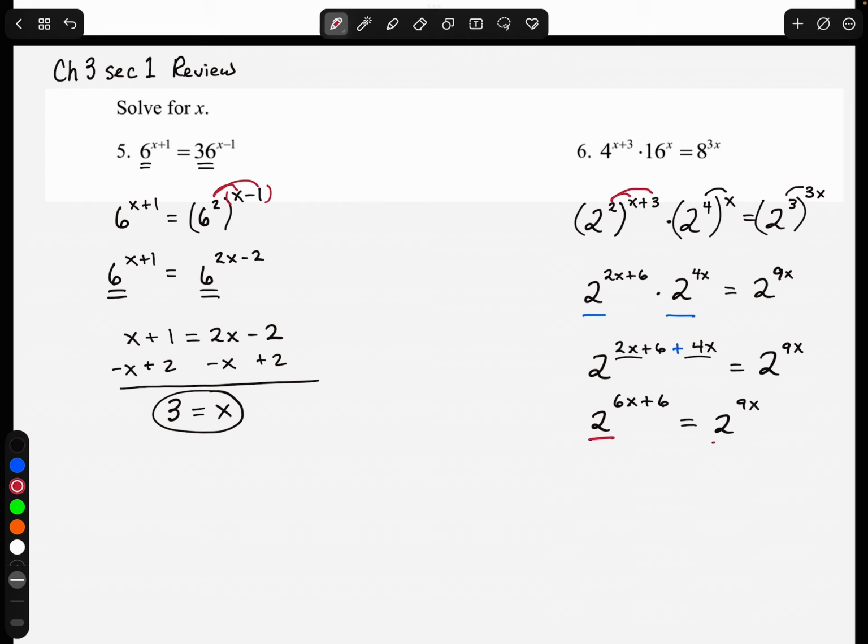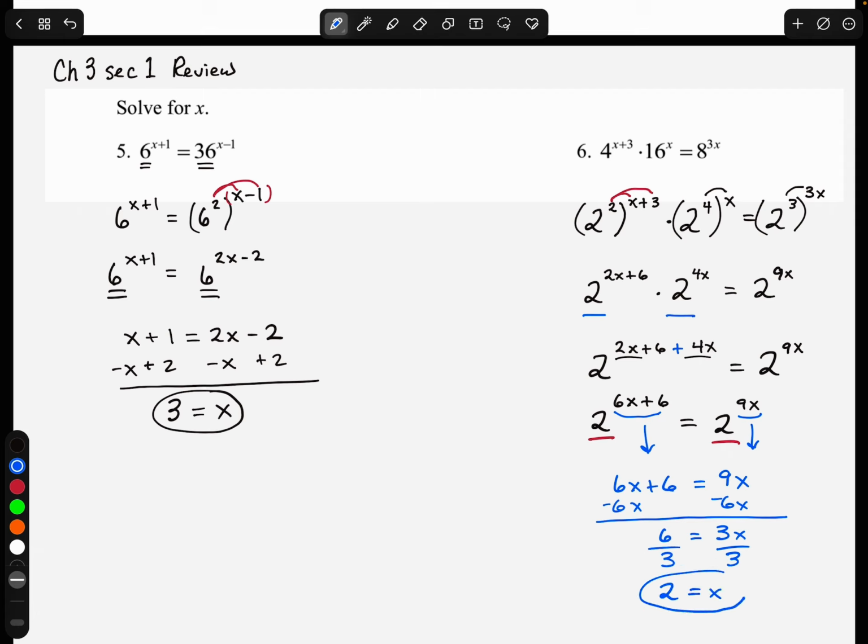And since our bases are now the same and we have 1 on each side, we're going to focus again on the exponents. So we're taking this exponent and this exponent, and we're setting them equal and solving. 6x plus 6 is equal to 9x. Subtract our 6x from each side. We get 6 is equal to 3x, and then we'll divide by 3, and we get 2 is equal to x.